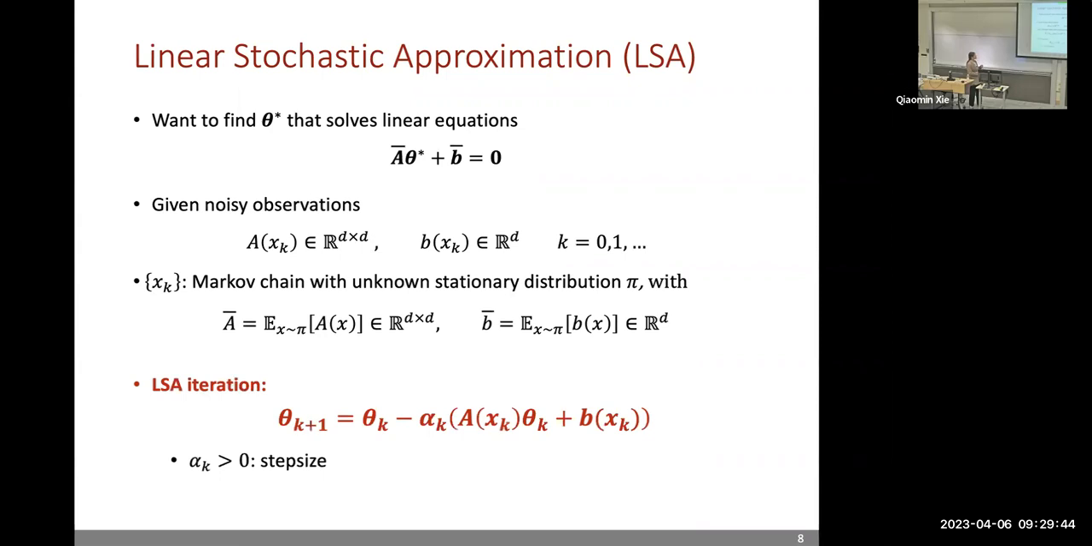Okay. So now in this linear function setting, the SA procedure reduces to the following update. This just corresponds to the F_k we mentioned earlier. So F_k is just a noisy observation of the true function f bar.